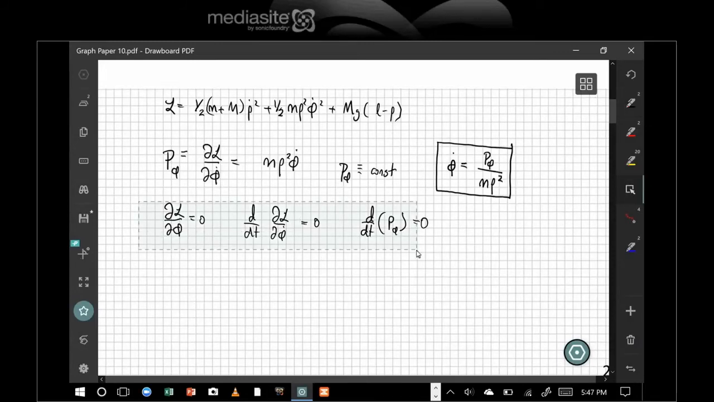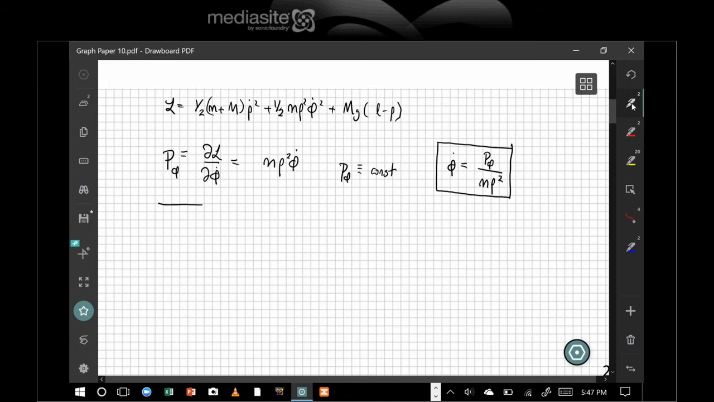What I'm going to do here, let's get rid of that for now. So this is phi. Now what we're going to do is write the equation of motion for rho. So I'm going to take partial L with respect to rho. Well, you can see there's rho here and there's rho here. So I'm going to get from that m rho phi dot squared minus big M g. Just minus big M g. Okay, that's what I have there.